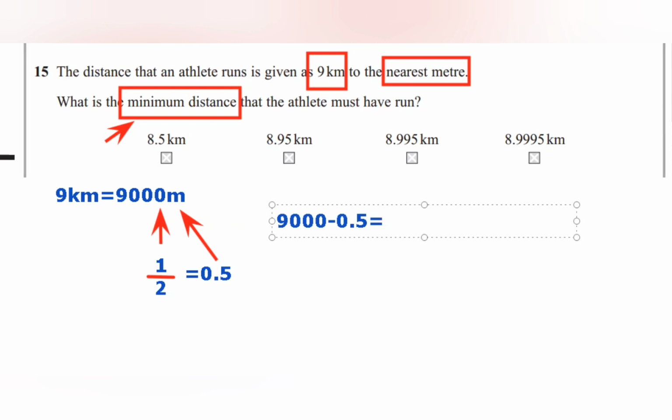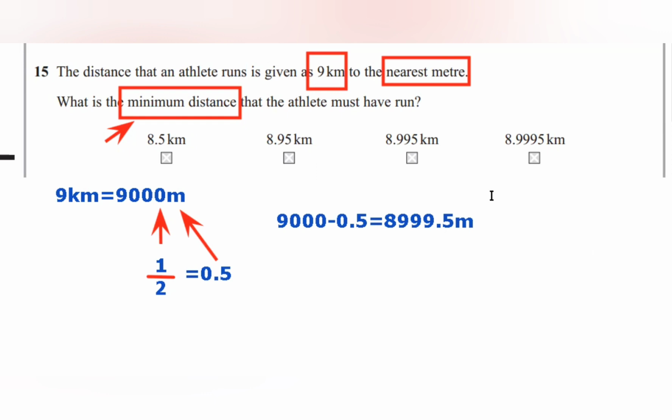You can use a calculator for this. So 9,000 minus 0.5 will give you 8999.5. In what? In meters. Good. So we have 8999.5. This is the lower bound in meters, or the minimum distance in meters. Now we need it in kilometers because all of the answers are in kilometers. How do we turn meters into kilometers? First, how many meters in a kilometer? Very good. We have 1,000.